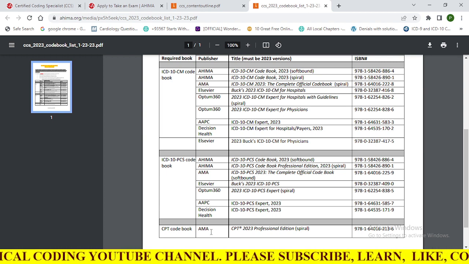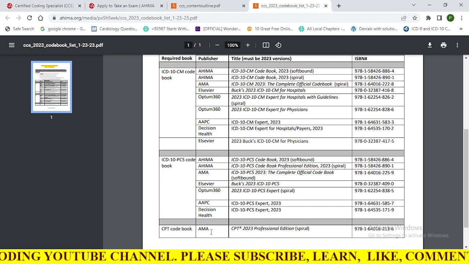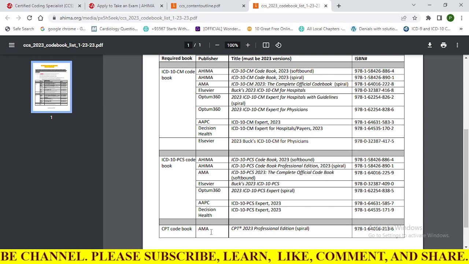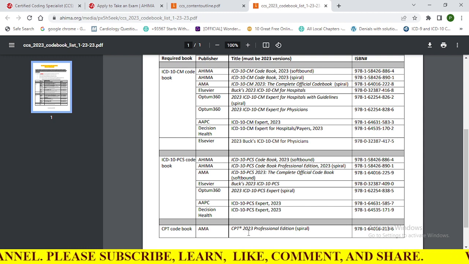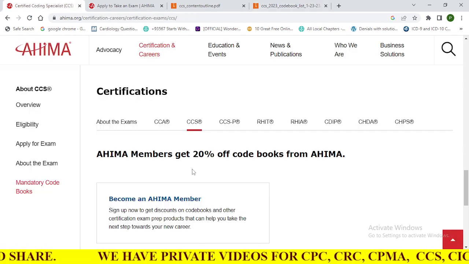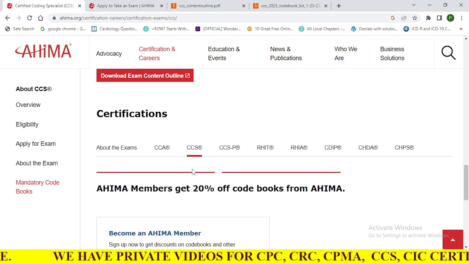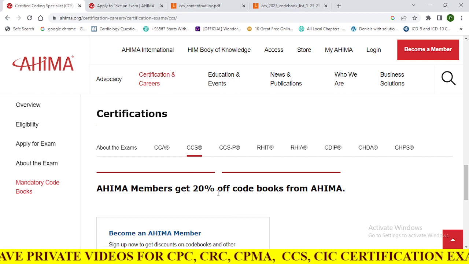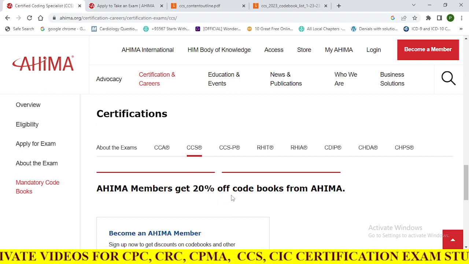And as all of us know, CPT is the registered trademark of AMA. So for the CPT book category, you need to have CPT 2023 Professional Edition. That is also a spiral book. If you are planning to write this exam and you are an AHIMA member, you will get a 20% discount on code books from AHIMA.